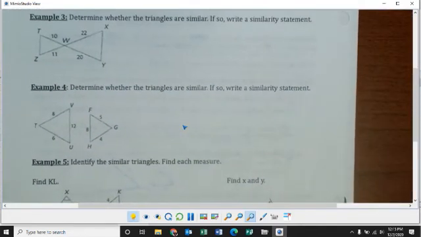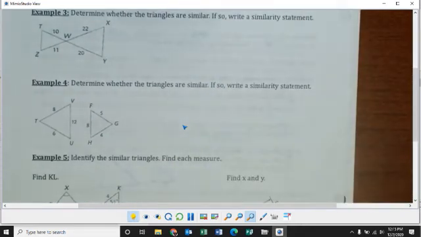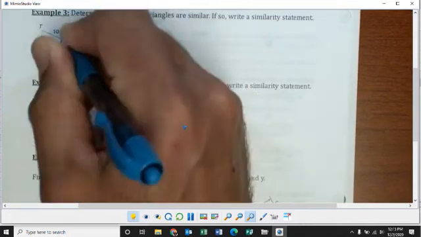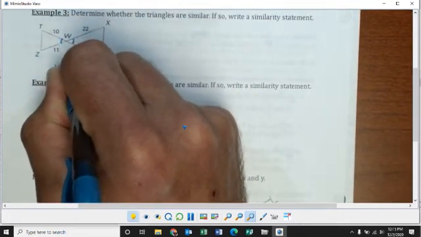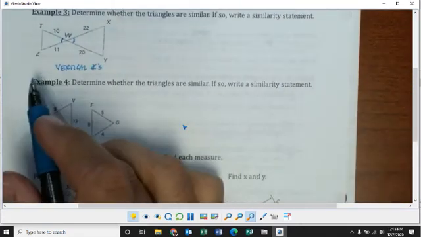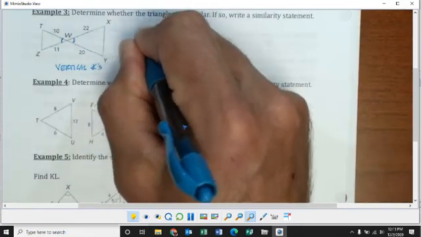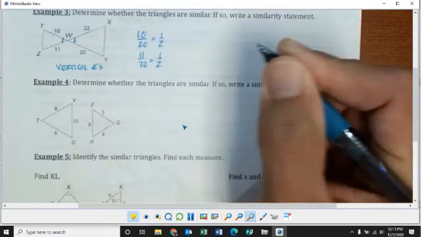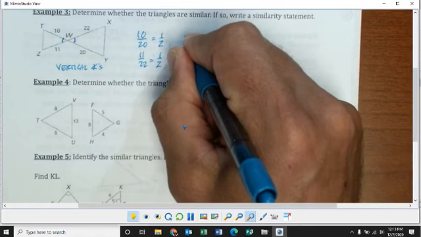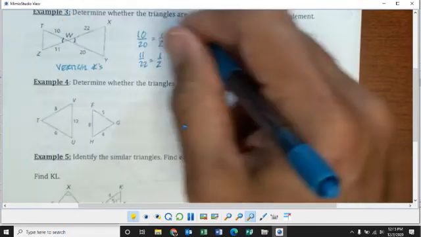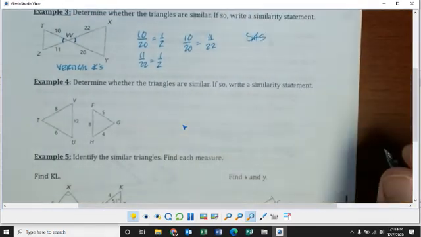Example 3, give it a shot and come back and tell me what you got. All right, welcome back. Are these similar? We know that these two angles have to be congruent because these are vertical angles. All right, so I've got A. Now I need to check, are the two sides on either side proportional? Well, then I have 10 over 20, which is equal to 1 over 2, and I have 11 over 22, which is also equal to 1 over 2. So because 10 over 20 equals 11 over 22, that's a true ratio, then I have side, side. So this is proportional by side angle side.